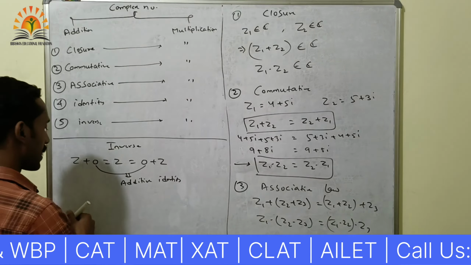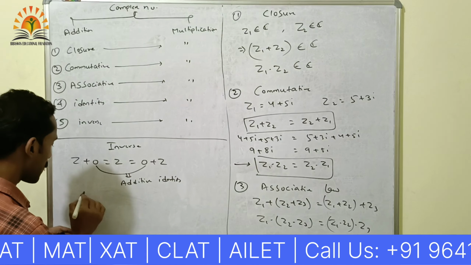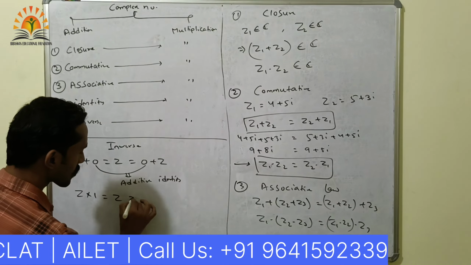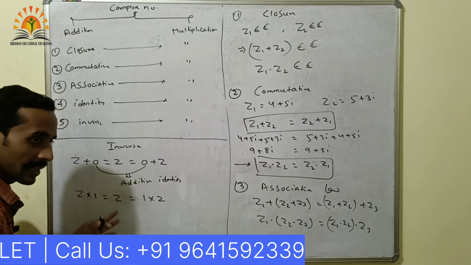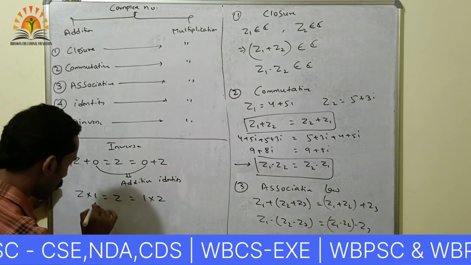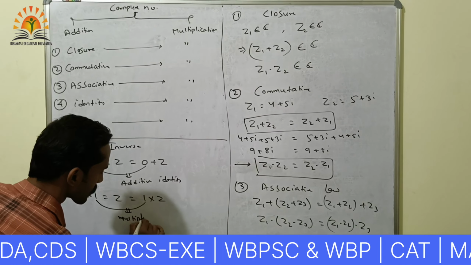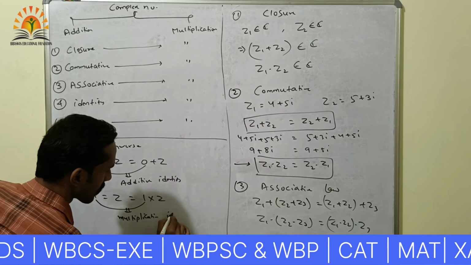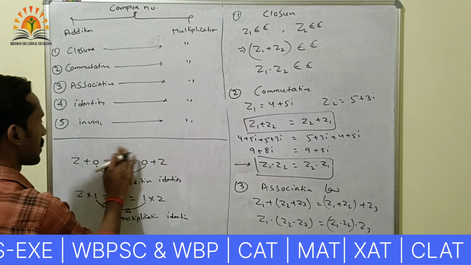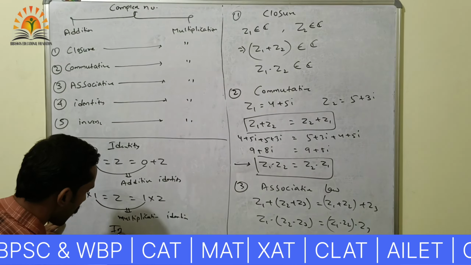And what about the multiplicative identity? Z multiplied by 1 is equal to Z, and 1 multiplied by Z is equal to Z. So by multiplying with 1, the number is not changed. So 1 is considered the multiplicative identity. Understood?